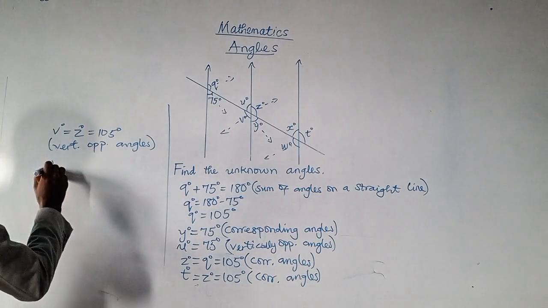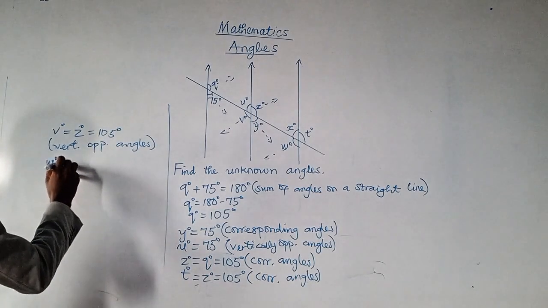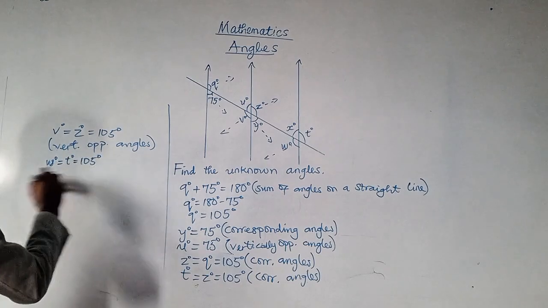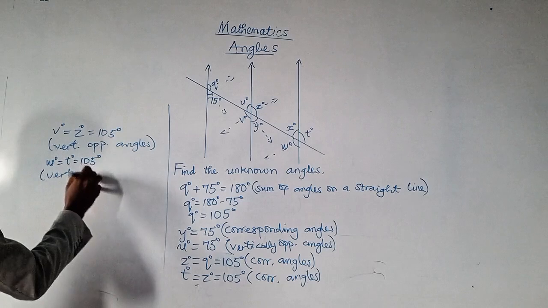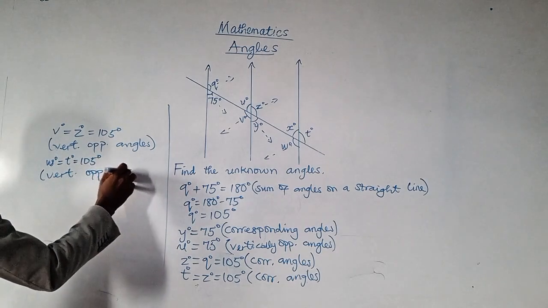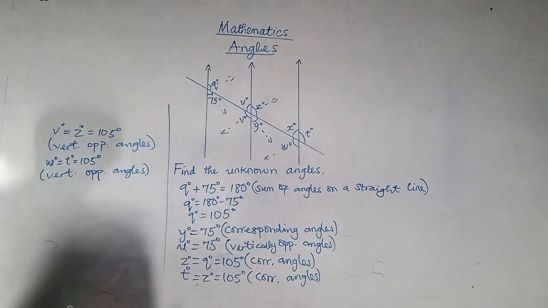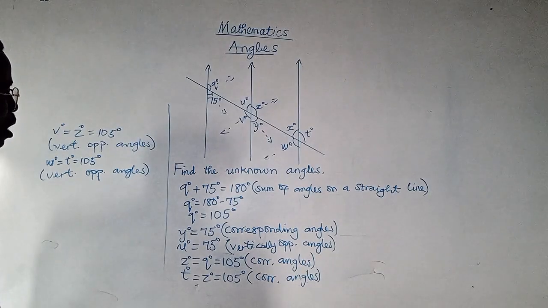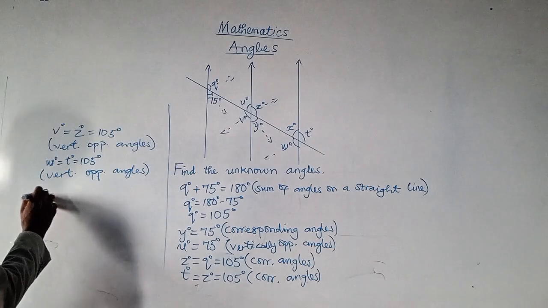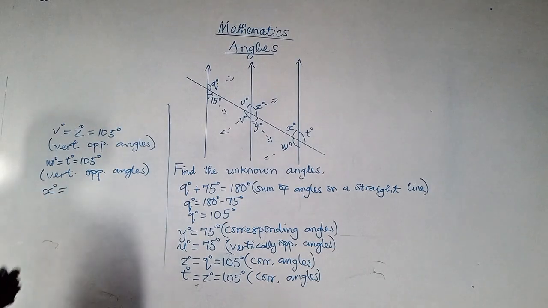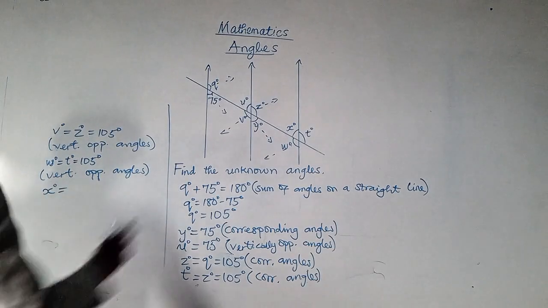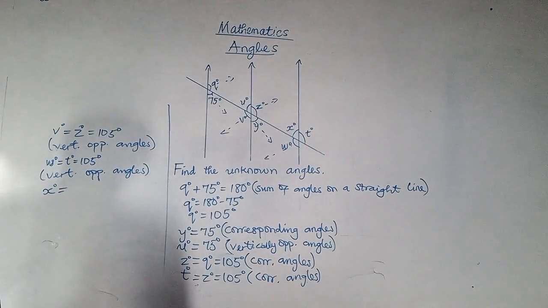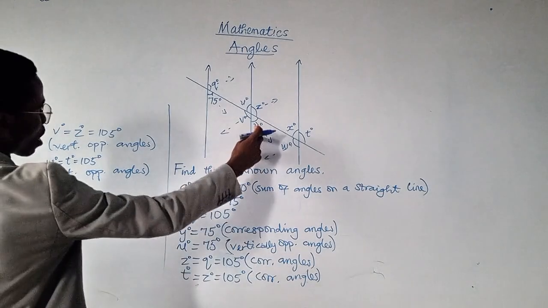So W equals, let's use T, which equals 105 degrees, vertically opposite angles. So we find X next. What's our X? Our X is going to be equal to whatever U is, or whatever Y is.